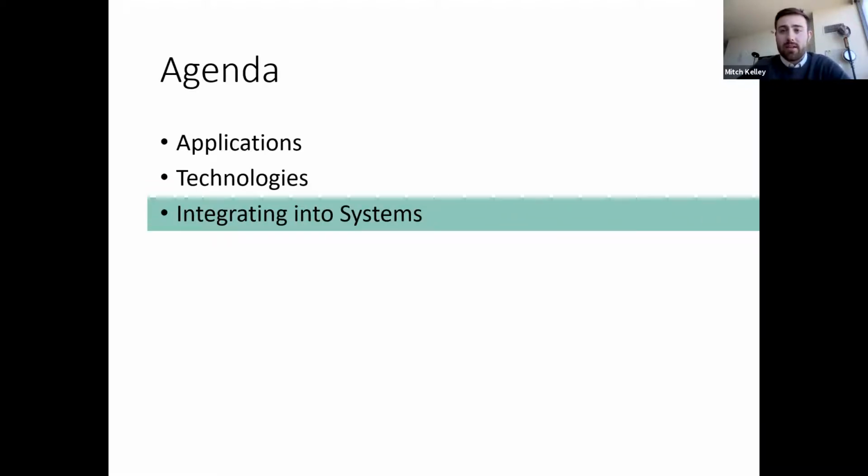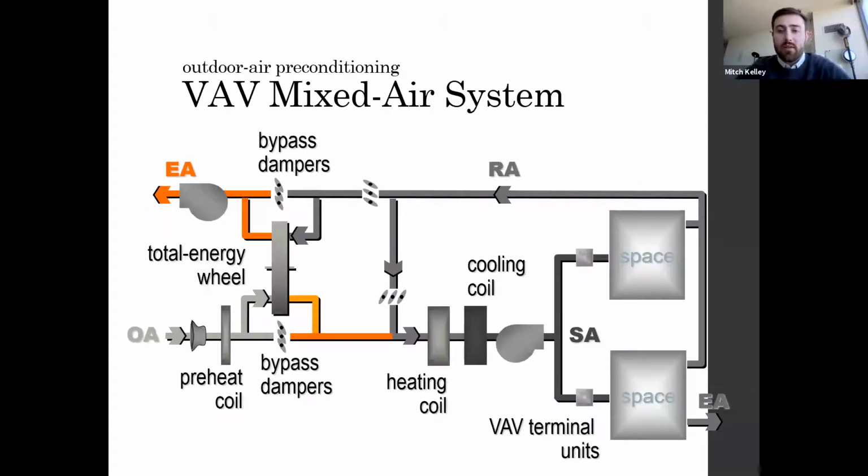Next, let's talk about integrating these airside energy recovery devices into familiar systems. So this mixed air VAV system delivers a variable volume of constant temperature air to local VAV terminal units. The VAV air handler includes a flow measuring damper to maintain minimum outdoor airflow, a total energy recovery wheel with both supply and exhaust bypass dampers, a heating coil, and a cooling coil. This air handler supplies cool, constant temperature air to local VAV terminals.